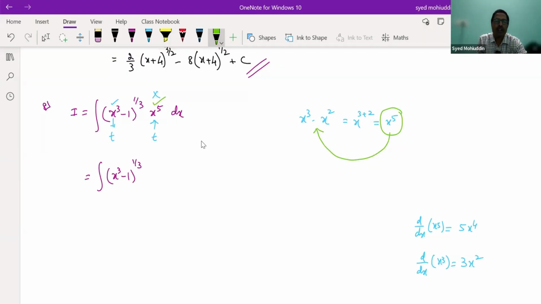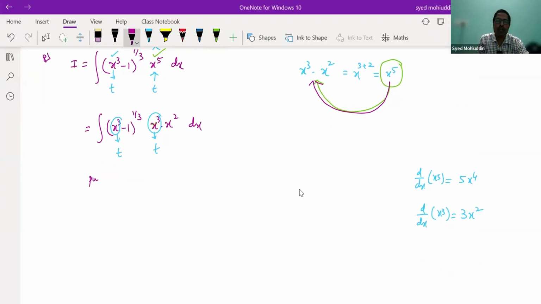Because I have decided that I'll be taking x cube as t, I have to put x power of 5 as x cube into x square. I'm just breaking that one. X power of 5 is written as x cube into x square into dx, so that if I put this value as t, I have to get that x square term. Let's put the value of x cube to be t.